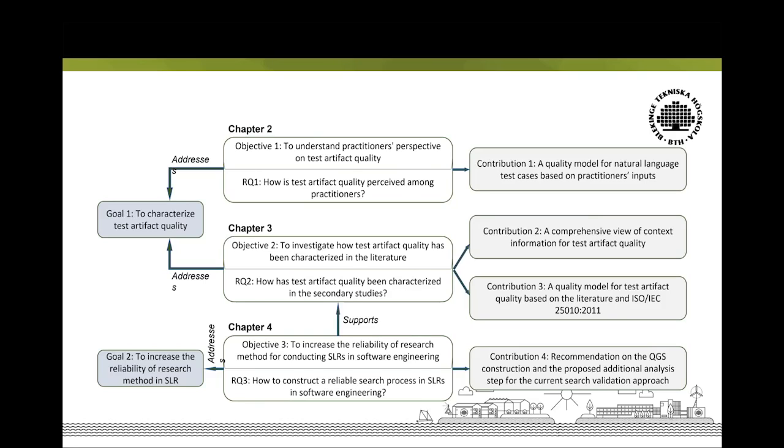Now we go to talk about the first one, which is to understand practitioners' perspective on test artifact quality. The motivation for doing this is that little is known about how practitioners themselves actually perceive test artifact quality. There have been a lot of studies where researchers involve practitioners, but that is based on the researchers' guidance. How practitioners themselves perceive test artifact quality has not been well studied. That is the reason for our first focus.